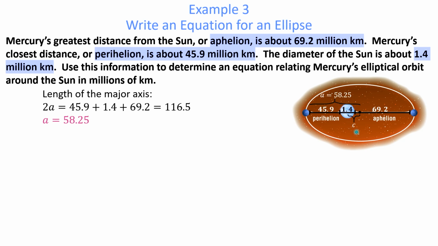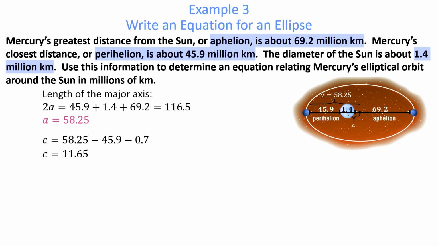We can calculate what c is. So c would be equal to 58.25, subtract 45.9, subtract 0.7. Okay. We don't want to subtract the whole of the diameter. We want to subtract half of the diameter, which is the radius, and half of 1.4 is 0.7, which is why we've done that there. When we simplify and calculate this, we get the answer c equals 11.65.